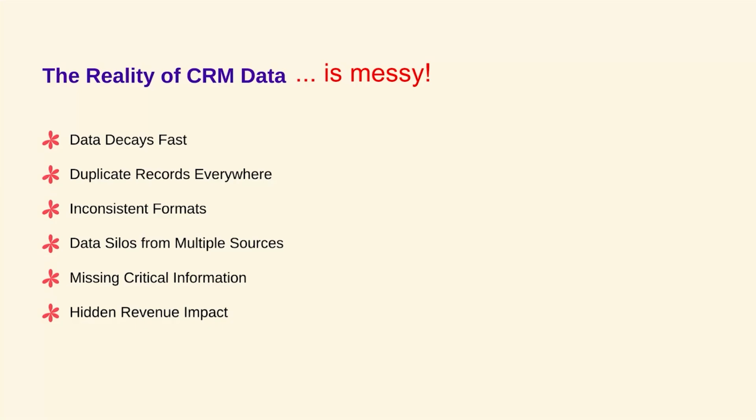And the fifth is missing critical information. When you are reaching out to your leads and you know exactly which industry they are from, their revenue category, or their spending capability, you will be able to target them better. You will be able to have better conversations that help you convert them faster. So if your CRM data can capture all of this critical information, your campaigns are going to have better conversions. And finally, hidden revenue impact. So these are all operational practicalities, everything that I explained up until now.